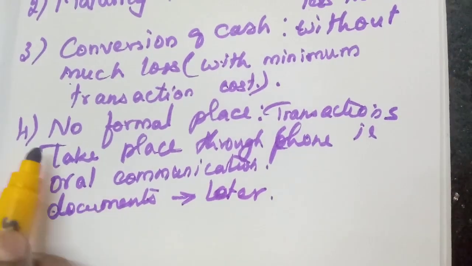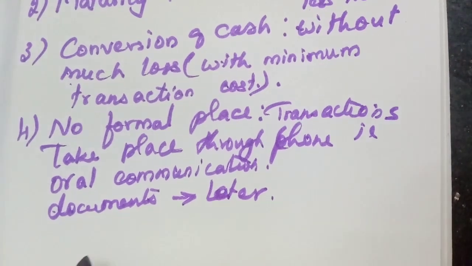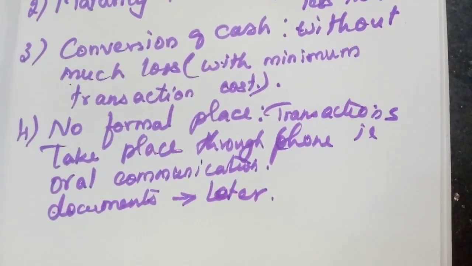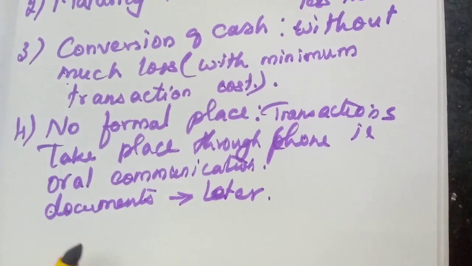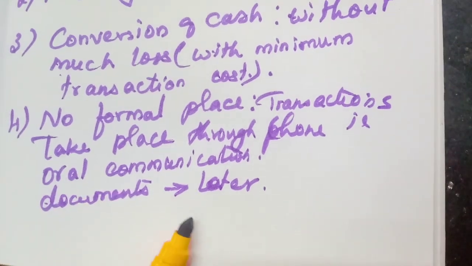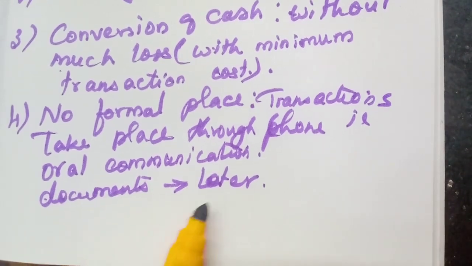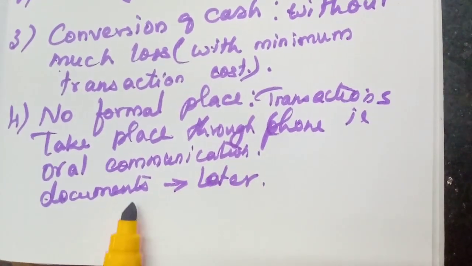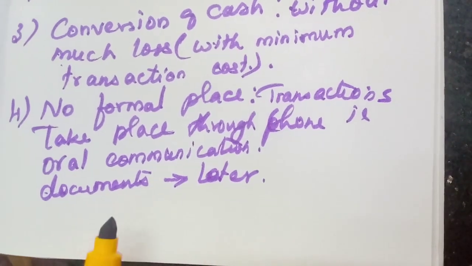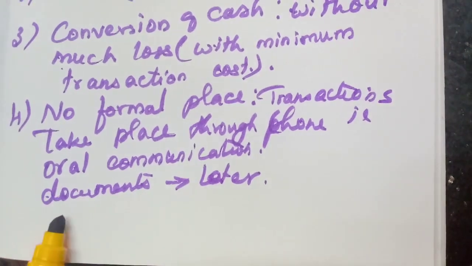So we can say that there is no formal place for the money market as it is available for the capital market, the stock exchange. For capital market, we know the formal place is the stock exchange, but here there is no formal place because all the transactions take place through phone, that is the oral communication. They may transfer some written documents and written communications. This will be exchanged later on. Understood now? The fourth point. Now we will learn the fifth one. Now the fifth point is sub-markets.